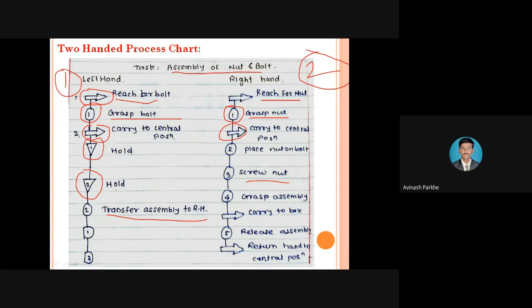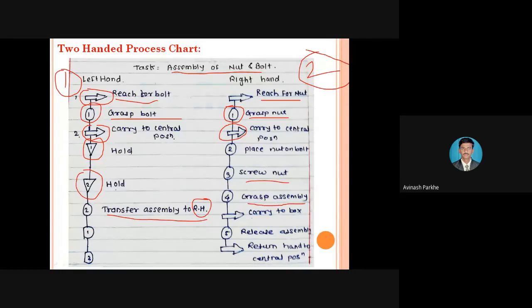त्याची असेंब्ली झाली तर मी काय करतो, लेफ्ट हँड मधून तो नट अँड बोल्ट घेतो. It will be now in only right hand, and I will keep that particular nut and bolt assembly in one of the box, and further process will be taking place. That means once your assembly is over, I will transfer that particular assembly to the right hand. Here it is represented in the left-handed process charts.